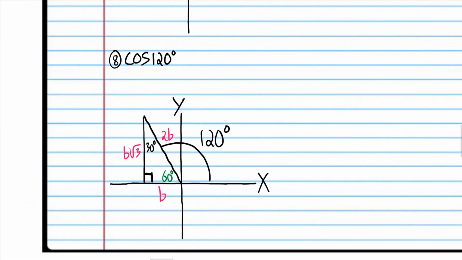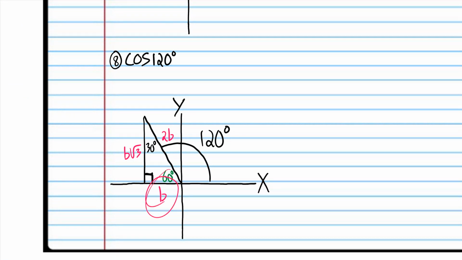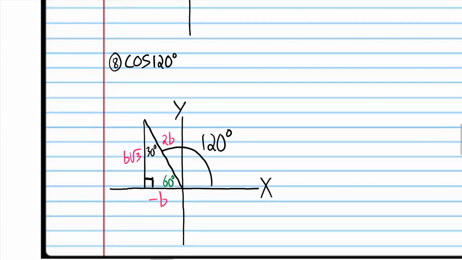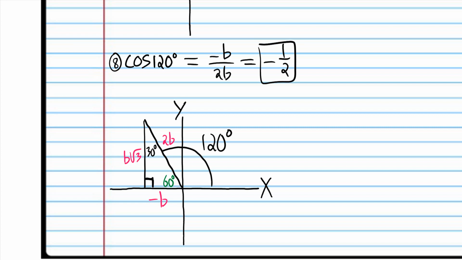Now, there's one thing that I forgot. This side has to be negative because it's to the left of the y-axis. So now cosine 120 is going to be the side adjacent the green reference angle divided by the hypotenuse. So that's negative 1/2. So it's very important to understand that when you calculate these values, you use the reference angle. So cosine is the side adjacent the reference angle divided by the hypotenuse. It wouldn't make any sense to use 120 because you can't have a right triangle with a 120 degree angle. That doesn't work.